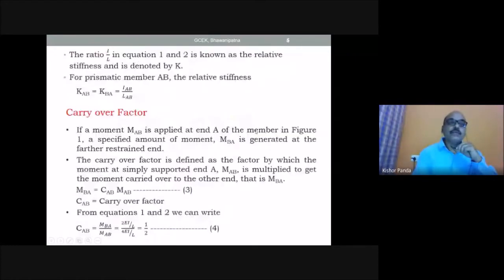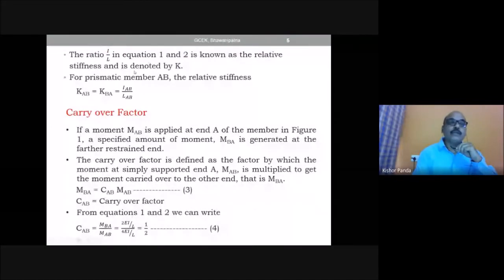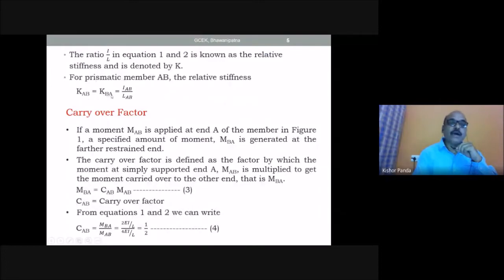Then, what is the relative stiffness? The ratio I by L in equations 1 and 2 is known as the relative stiffness. You know, the moment of inertia by length of the beam. So this is called the relative stiffness of the member, and it is denoted by K. For any prismatic member AB, the relative stiffness K_AB is equal to K_BA is equal to I_AB divided by L_AB, the moment of inertia of span AB divided by the length of span AB. So this is the relative stiffness of the member.